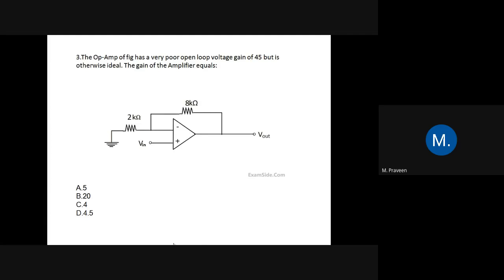First, see what the given circuit is, whether it is in inverting mode, non-inverting mode, or differential mode. So please check. After getting this, you have to use the formula for the circuit and tell me what the answer is. Can you guess what the answer is for the question?